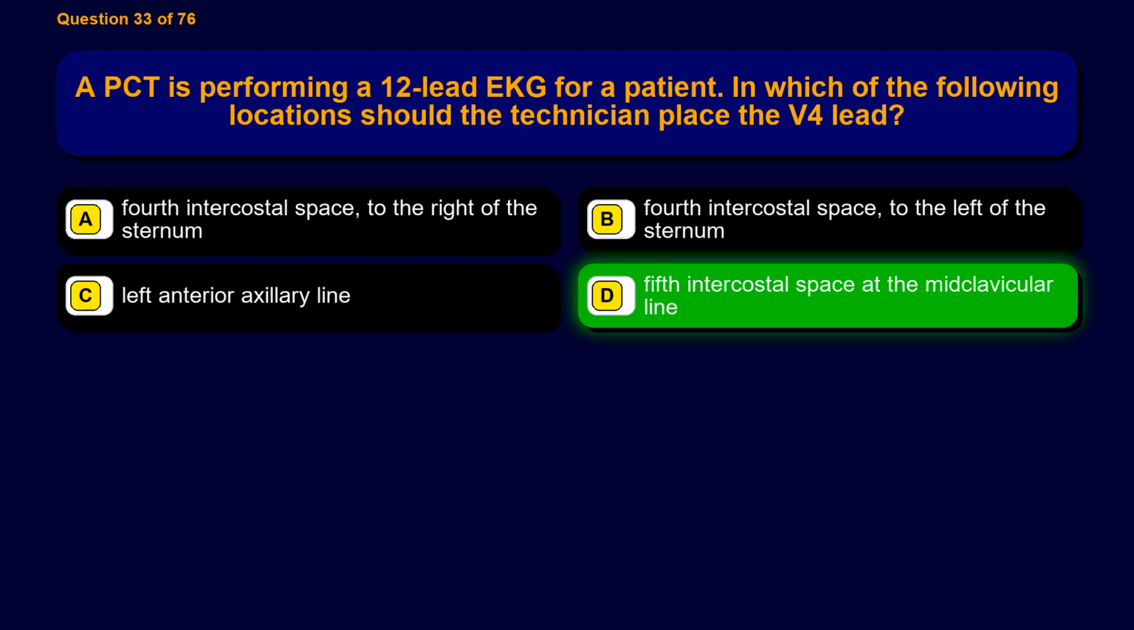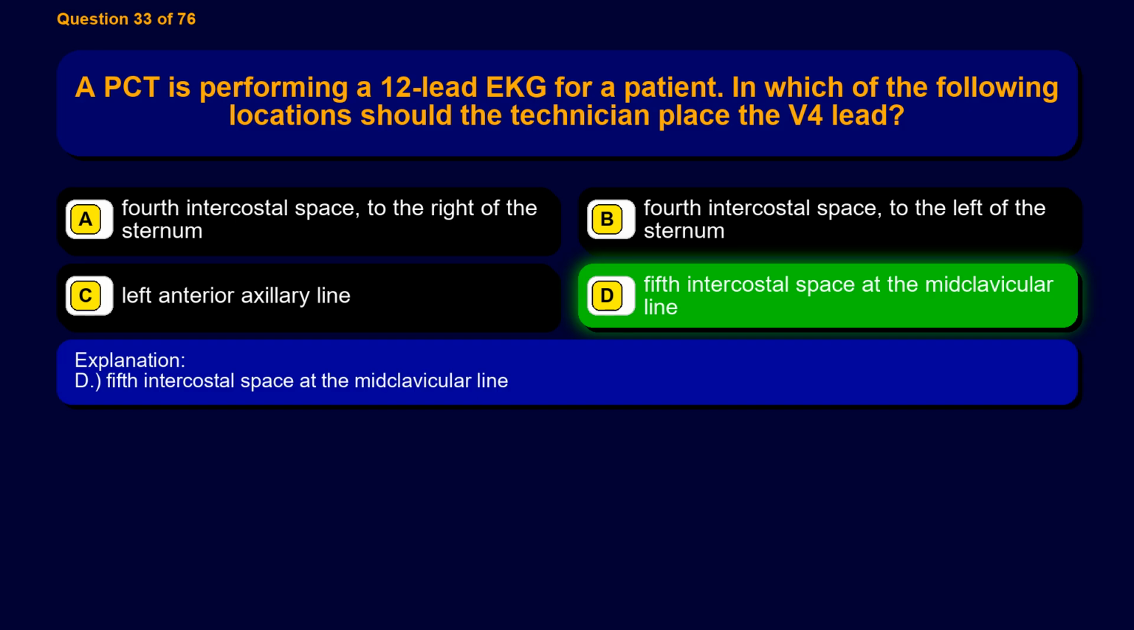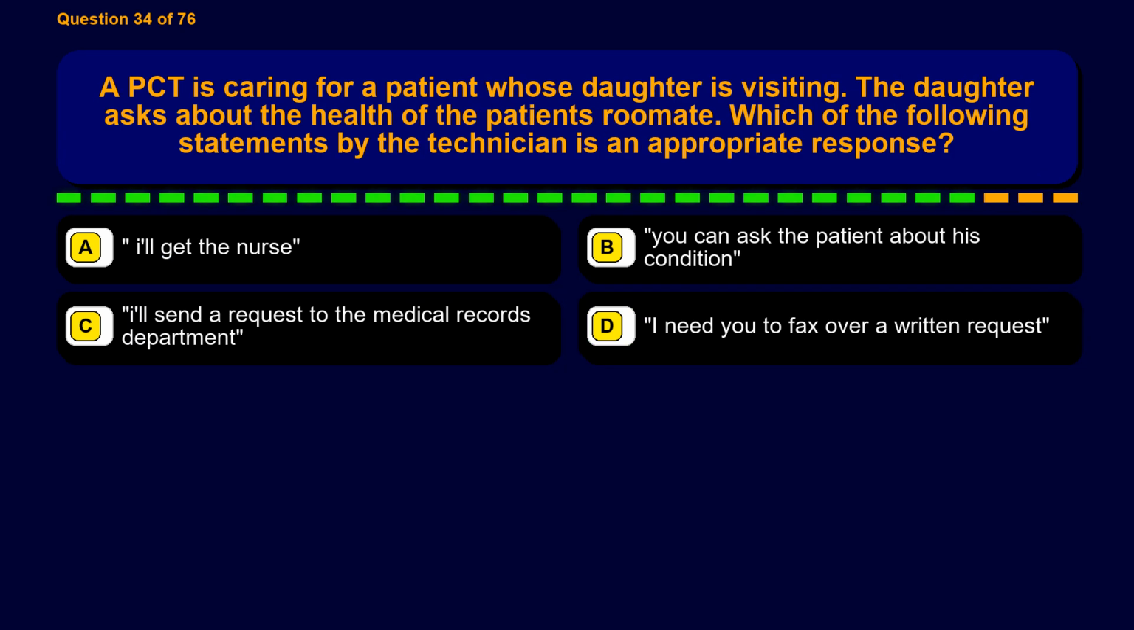The correct answer is option D, fifth intercostal space at the midclavicular line. Question 34. A PCT is caring for a patient whose daughter is visiting. The daughter asks about the health of the patient's roommate. Which of the following statements by the technician is an appropriate response? Option A, I'll get the nurse. Option B, you can ask the patient about his condition. Option C, I'll send a request to the medical records department. Option D, I need you to fax over a written request.